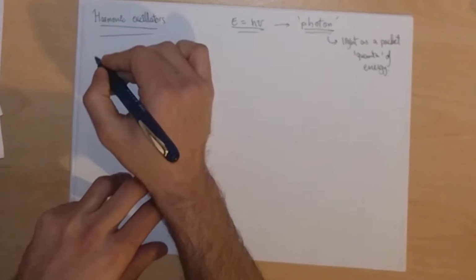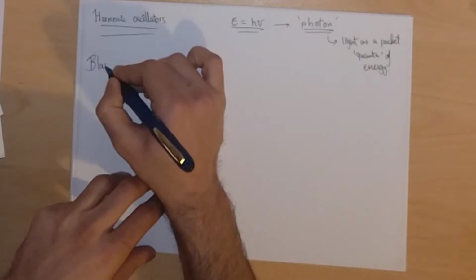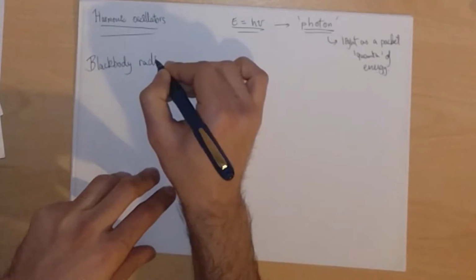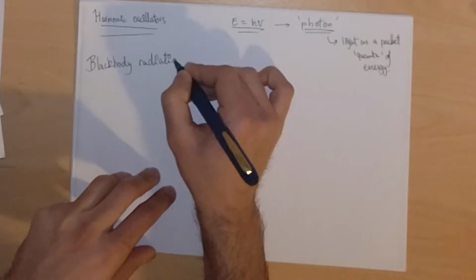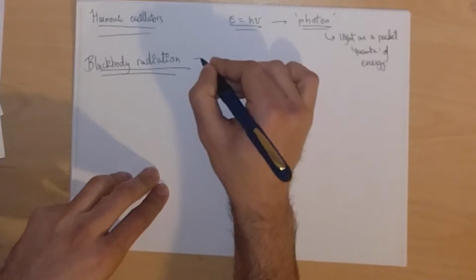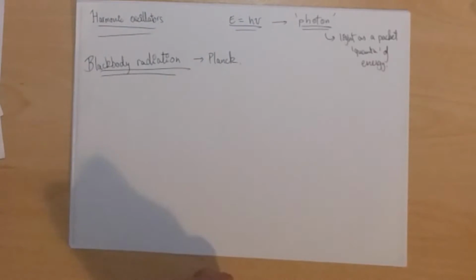Alright, so today we're going to look a bit at blackbody radiation and what Planck did to explain this better than previous physicists had. Now, to understand this, we need to understand what they were trying to do first.